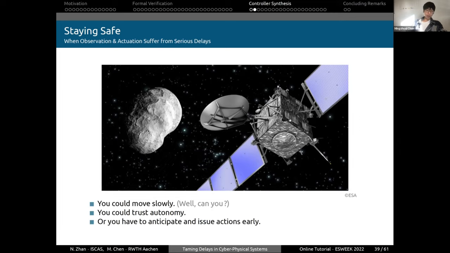So in this case, the satellite can either move very slowly, but this is often not feasible. Or alternatively, you could trust autonomy here, so basically no control commands from the Earth. However, if you somehow want to control the satellites from the control center on Earth, then you have to anticipate and issue actions early. And that's the main idea behind the synthesis of safe controllers subject to delayed interaction.